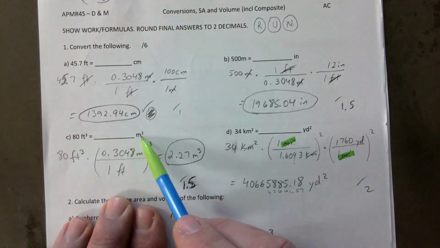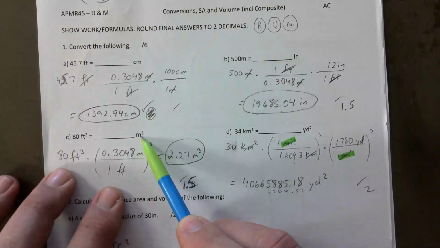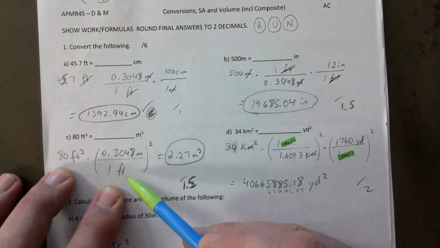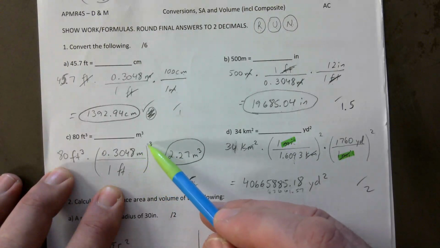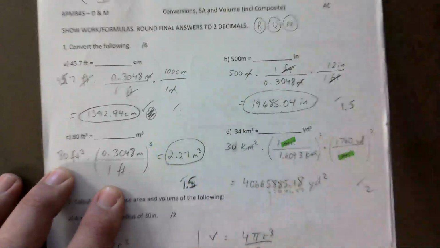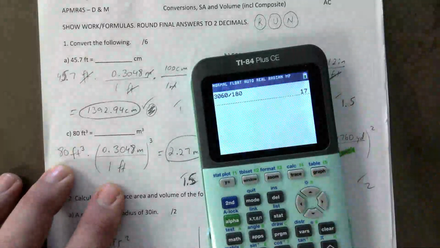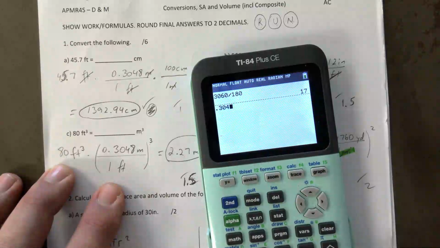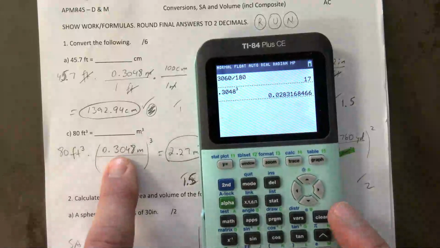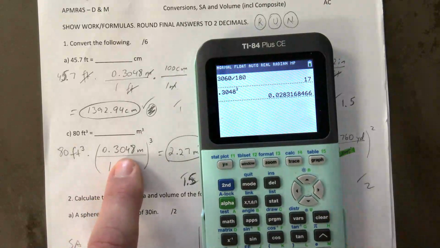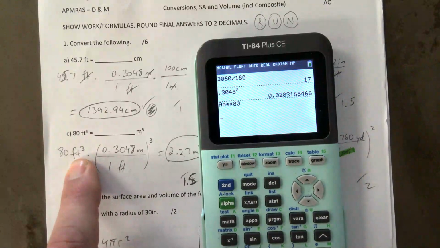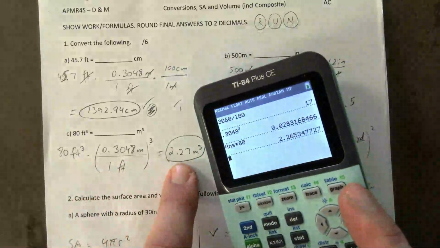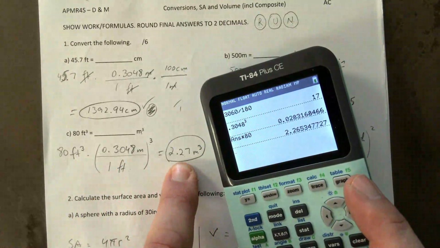Cubic feet to cubic meters. You got to watch out there. You know that 1 foot has this many meters. So you raise that to the power of 3. So yes. You indeed go 0.3048 to the power of 3, and one cubic foot has this many cubic meters, and you multiply that by 80, and it's 2.27 if you round it.